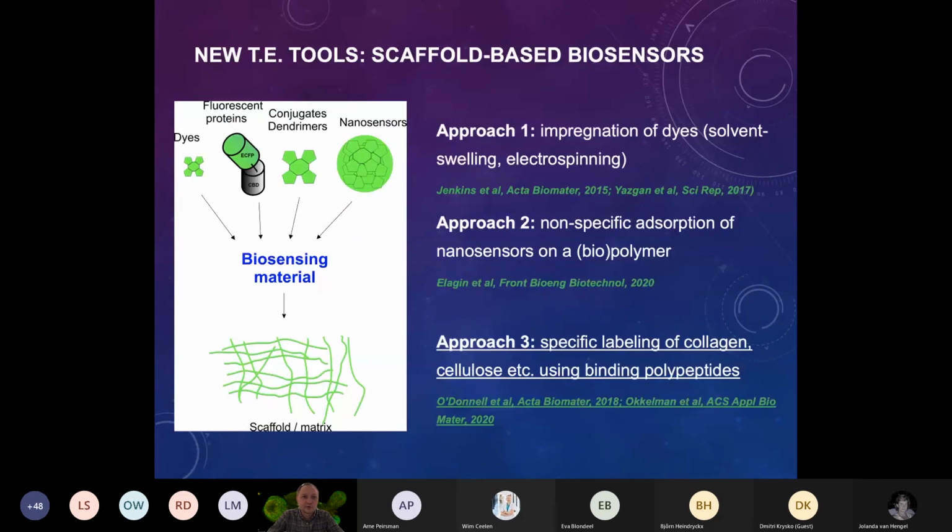And another story is about what if we just want to label the scaffold, or extracellular matrix, instead of labeling the cells. This can be done by different approaches. You can use different dyes, you can use fluorescent proteins which will bind the scaffold matrix, you can use conjugates and dendrimers or nanosensors. And my team, before joining UGent, was involved in most of these approaches.